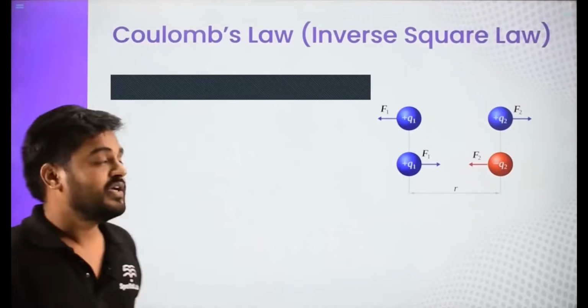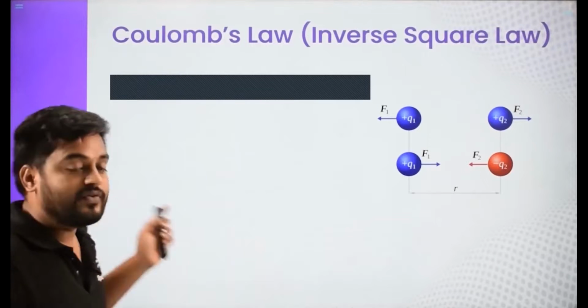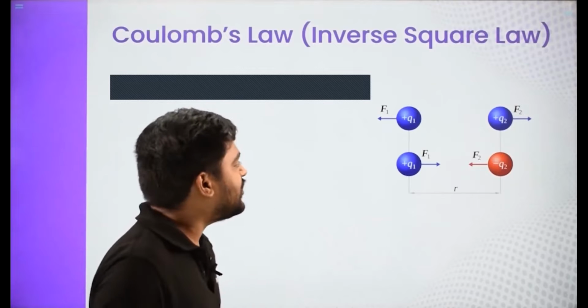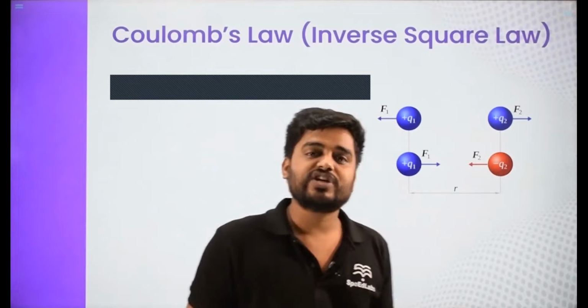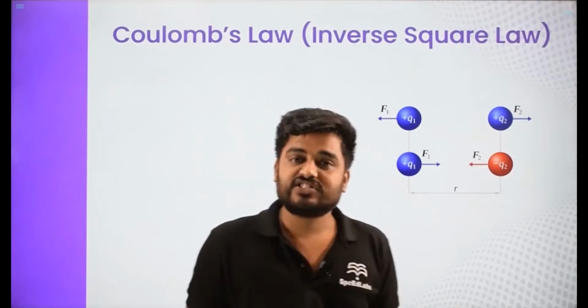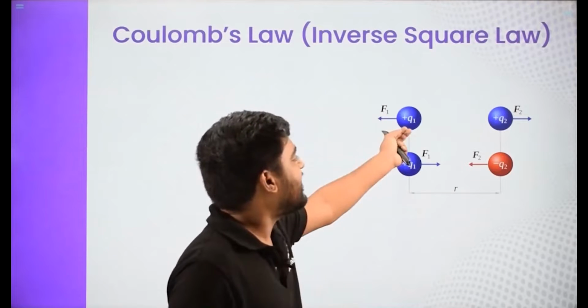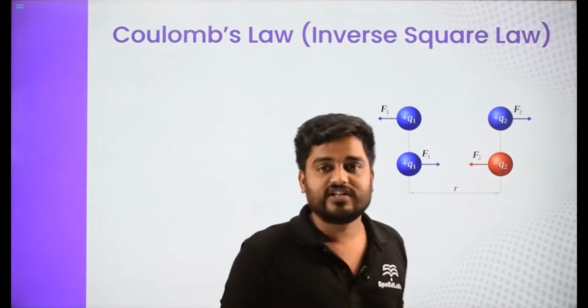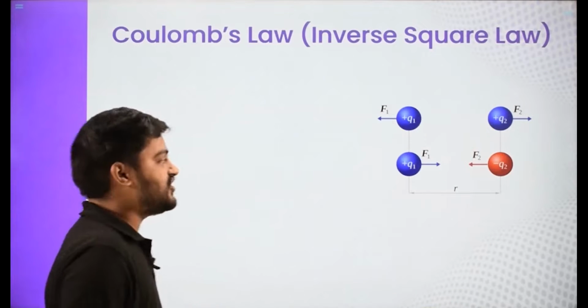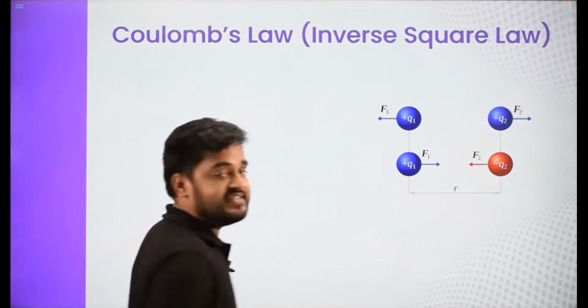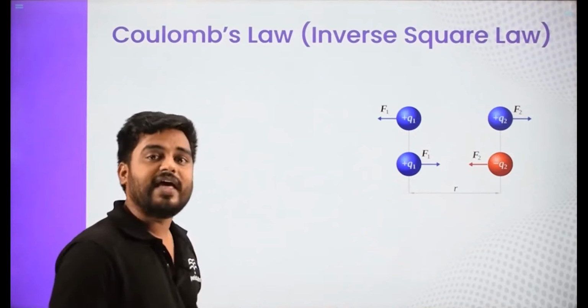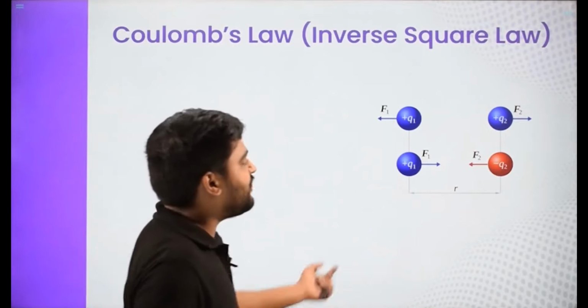Now let us discuss Coulomb's law. Coulomb's law is basically given for two charges. If there are two point charges, to be precise, then they are going to either attract or repel each other, depending on their nature. So every two charges in nature attract or repel each other with some amount of force.